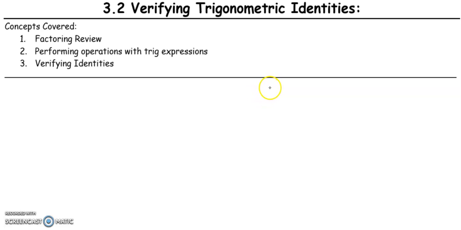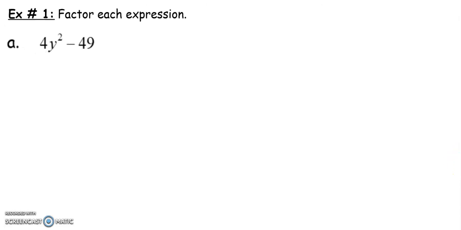Alrighty, so this is going to be the first video for the 3.2 lesson. We are going to talk about factoring. Whenever I have two terms, as a reminder, they are both perfect squares, and we are subtracting. This is in the form a squared minus b squared. This can always factor into a minus b and a plus b.